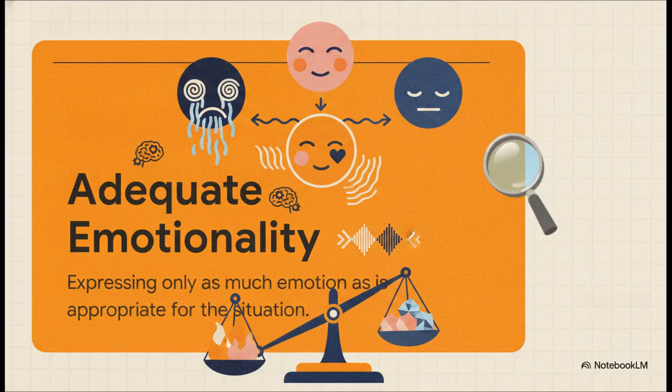Then there's this concept called adequate emotionality. This is absolutely vital. Basically, it means expressing only as much emotion as a situation actually calls for. Think of it as the Goldilocks zone for feelings. Having zero emotion, that is considered abnormal. But flying off the handle and expressing way more emotion than needed, also abnormal. Normalcy lives right there in the balanced middle.